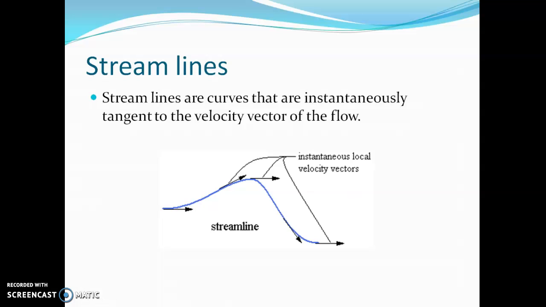Streamlines are curves that are instantaneously tangent to the velocity vector of the flow. And to find the velocity at these streamlines, we need to draw a tangent to that streamline.